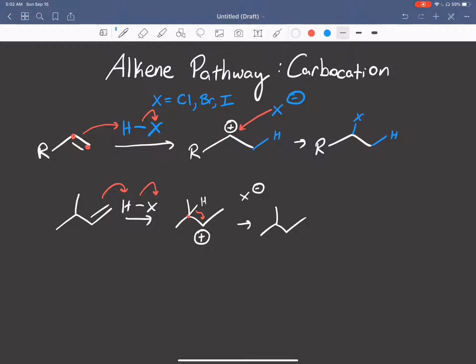giving us that carbon over there. Oh, and remember we added the hydrogen here, and a positive charge there. Now our halide comes in, attacks, and we're gonna get this answer. All right, and so always watch out for shifts for all carbocation preceding reactions.